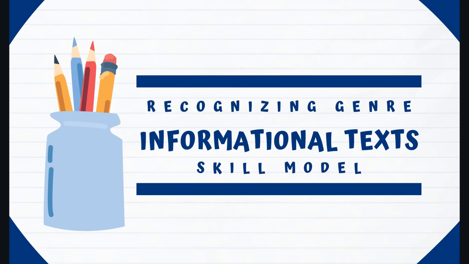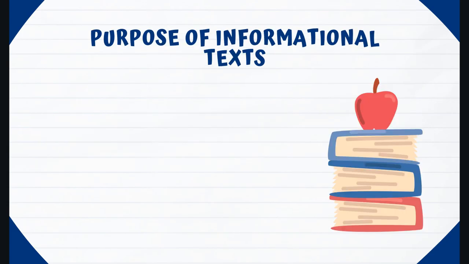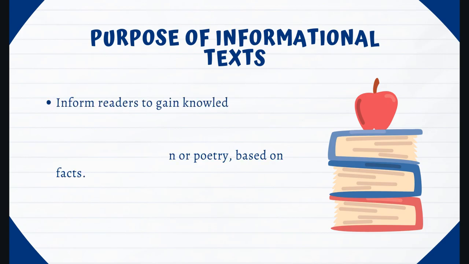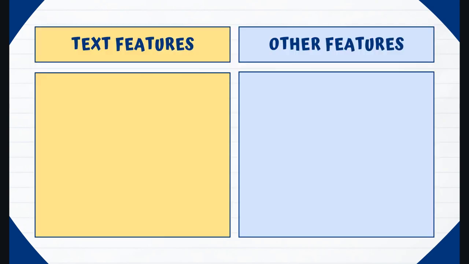So we're going to now jump into our skill model for this lesson. Again, our learning objective is that after learning about the genre of informational text, readers will identify and describe characteristics of informational texts. The purpose of informational texts is to inform readers to gain knowledge and understanding about subjects or individuals. And this is different from fiction or poetry because it's based on fact. So, the goal is to inform you or teach you about something.